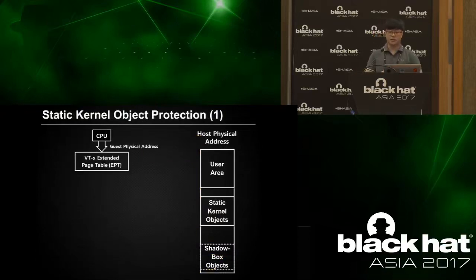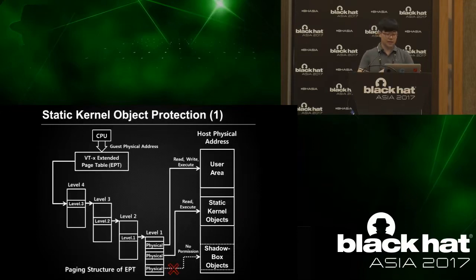Static kernel objects are immutable. Therefore, static kernel object protection uses a physical page protection technique. To protect physical pages efficiently, the extended page table, also known as EPT in Intel VT-x, and the DMA remapping reporting table, also known as the DMAR table in Intel VT-d, are used. I will show you EPT first and the DMAR table later. EPT maps guest physical addresses to host physical addresses and sets new page permissions.